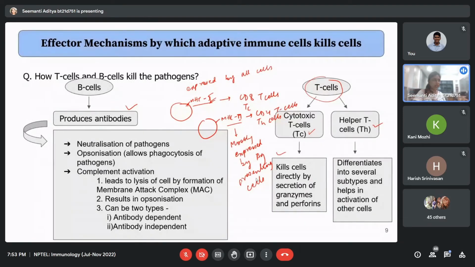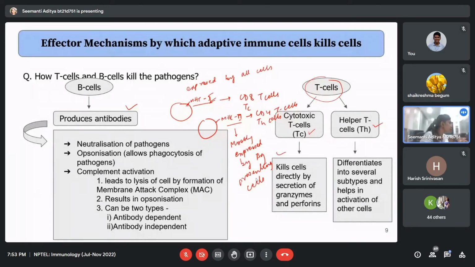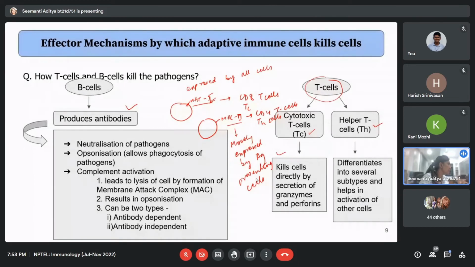But MHC class 2 is present mostly, exclusively, in the antigen presenting cells. So the antigens that are processed and engulfed by macrophages, dendritic cells, and neutrophils are going to be presented by MHC class 2. Now, next question: is MHC necessary for T cells? MHC is necessary for T cells.